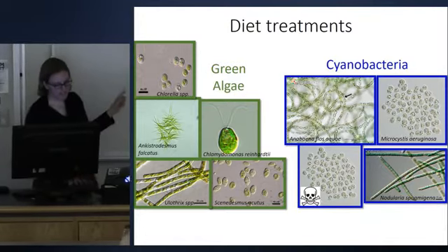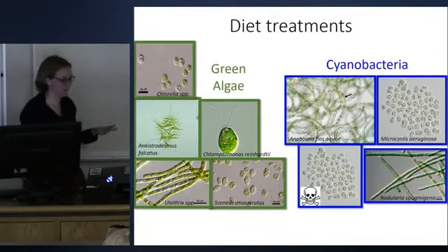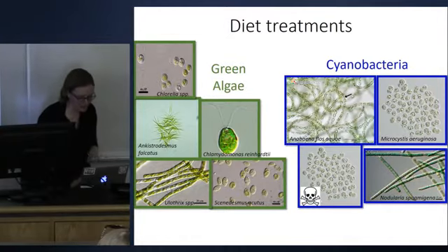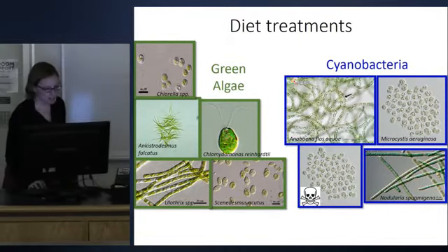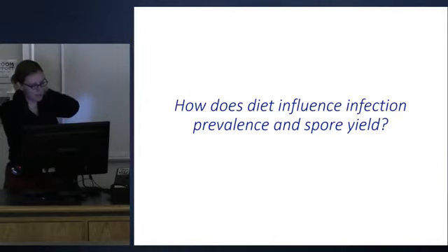And I will use the green and blue color coding throughout because, again, I don't expect you to remember the Latin names that I just threw at you for the first time. Okay, so looking at this question of how diet influences infection prevalence and spore yield.